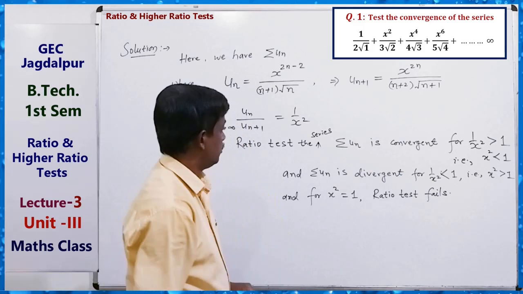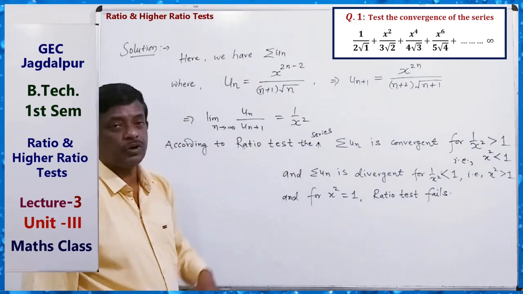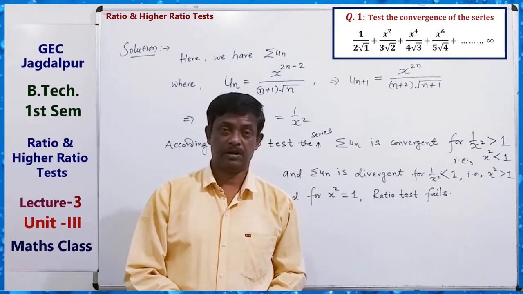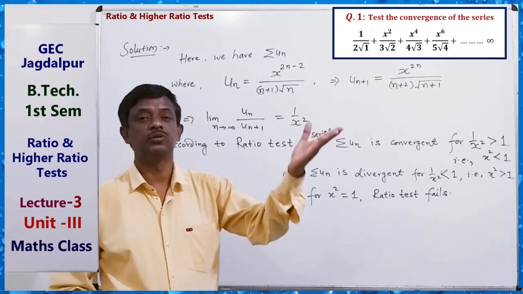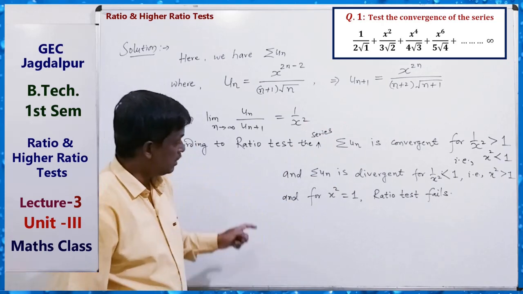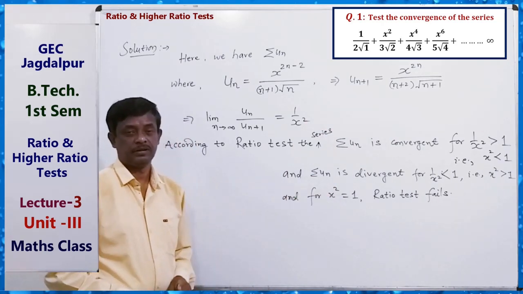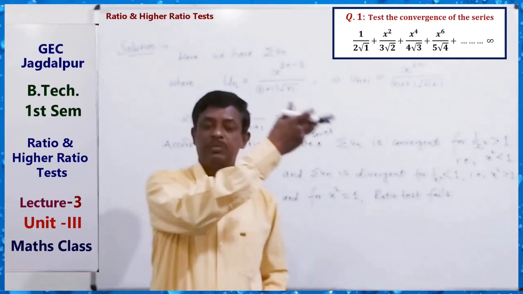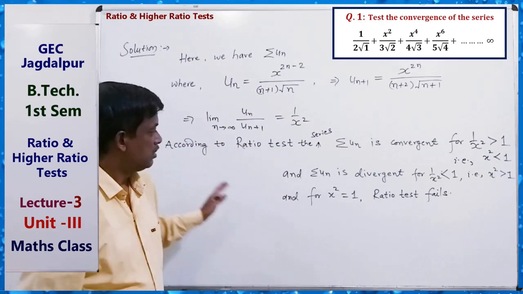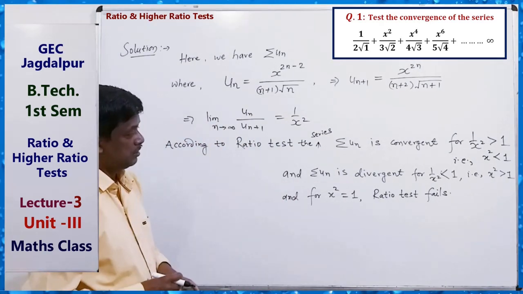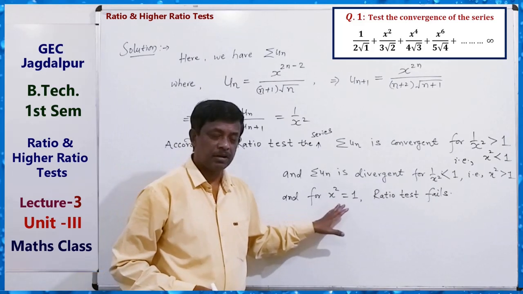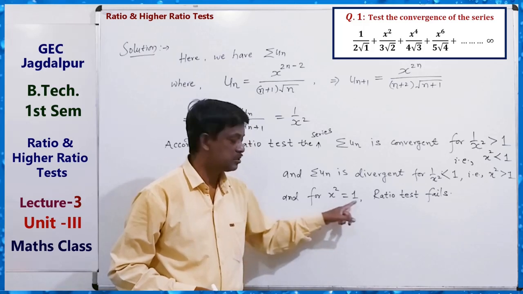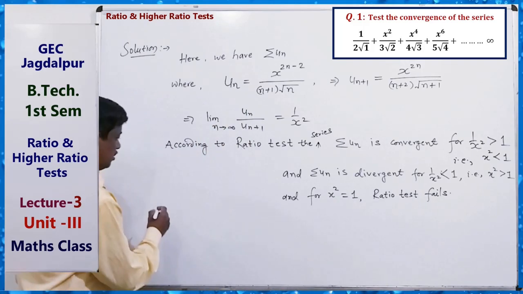And now x square may be greater than 1, may be less than 1, or may be equal to 1. For deciding at x square equal to 1, we can use any of the basic tests, just like comparison test. So here our next work is what? Testing for convergence and divergence at point x square equal to 1.